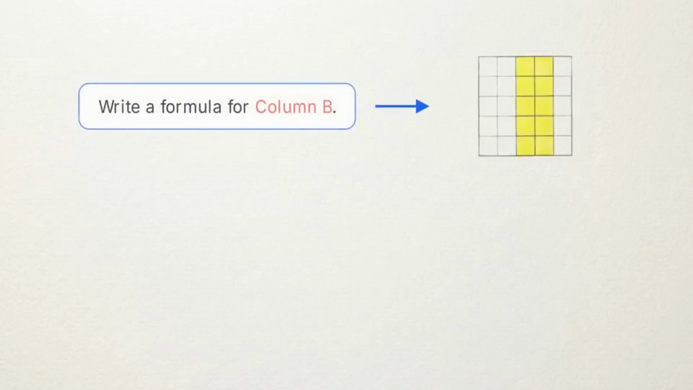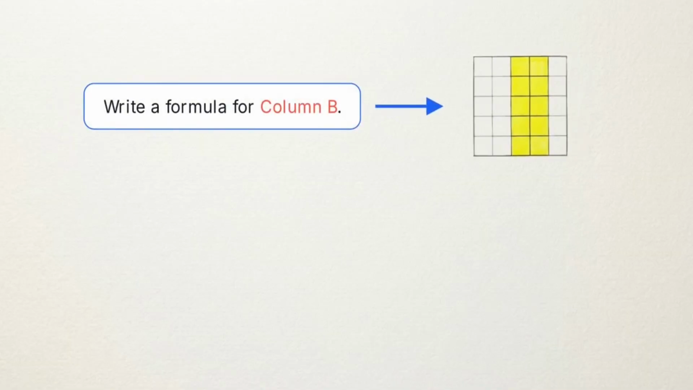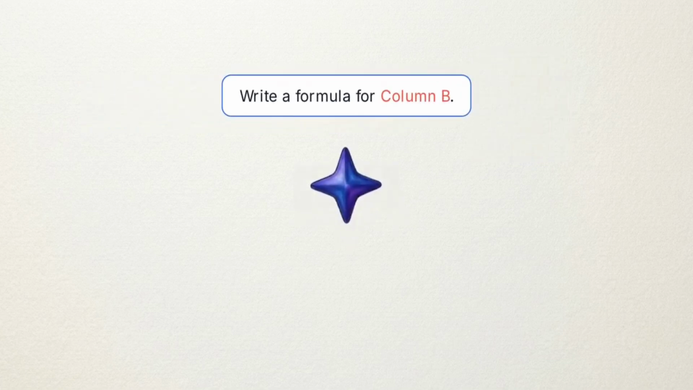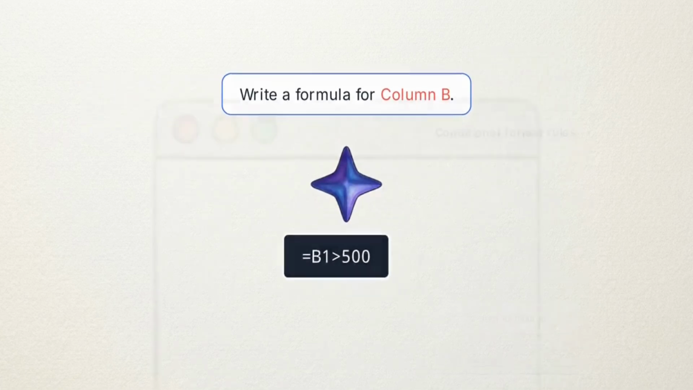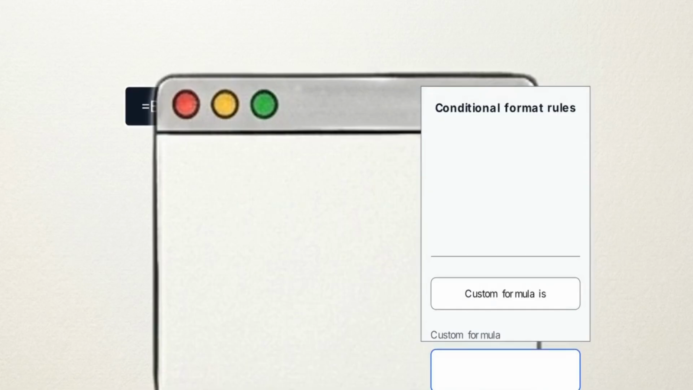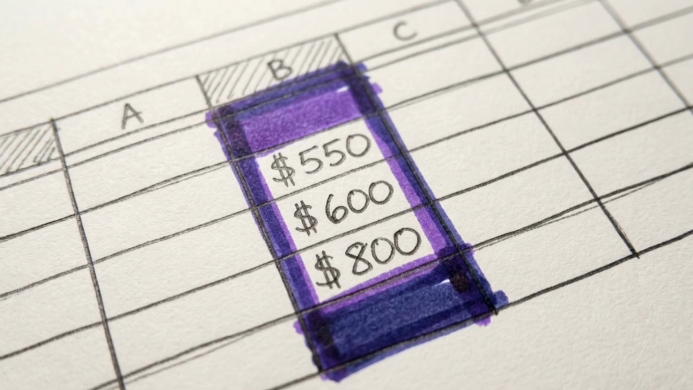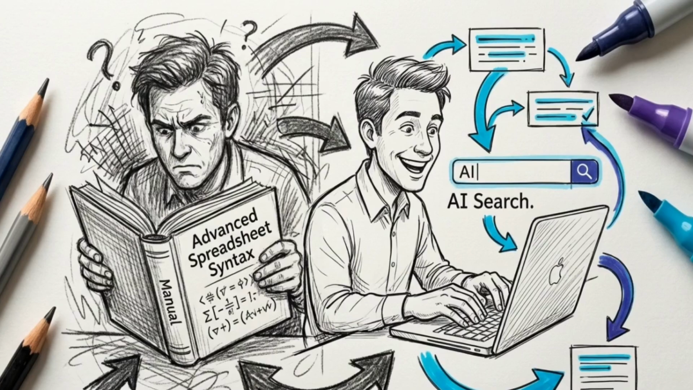This diagram shows why precision matters. If your data is in column B, your request must specify column B. Once Gemini provides the formula, paste it directly into the custom formula field within the conditional formatting menu. The spreadsheet updates instantly, highlighting every qualifying expense in red. This approach allows you to apply complex logic without needing to learn the specific syntax of spreadsheet functions.